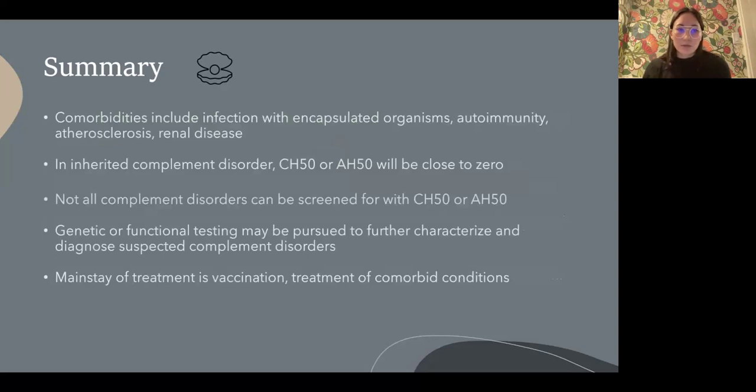We talked a lot about different comorbidities in these patients. We talked about how to screen with our hemolytic assays, but that not all complement disorders can be screened for in this way, and that genetic or functional testing may be necessary. And then when we're treating these patients, we want to vaccinate them and treat their comorbid conditions, but there's not really any silver bullet, just like a lot of our other inborn errors of immunity, just protecting them from these risks.